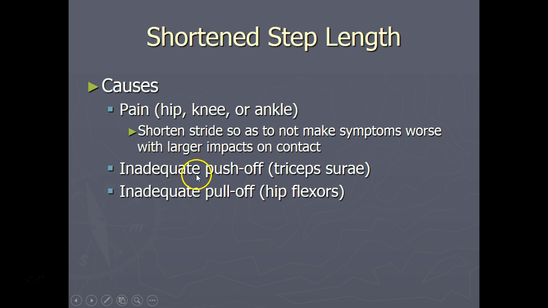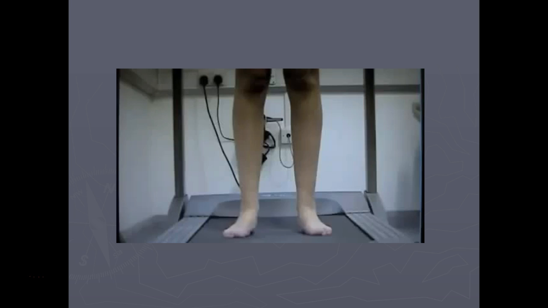Another reason that you could have shortened step length would be if you have inadequate push-off. So if the triceps surae, let's say a patient was immobilized for maybe 3 to 6 months and they have a weak triceps surae, now they have lost the ability to push off. And then inadequate pull-off. So if the hip flexors are compromised in any way, shape, or form, these would all be reasons that a patient would have a shortened step length, and you would have to assess that. Is it pain? Is it weakness in the triceps surae and or the hip flexors, right? They're losing their ability to flex the hip and allow that patient to move to the acceleration phase in the swing portion of gait.